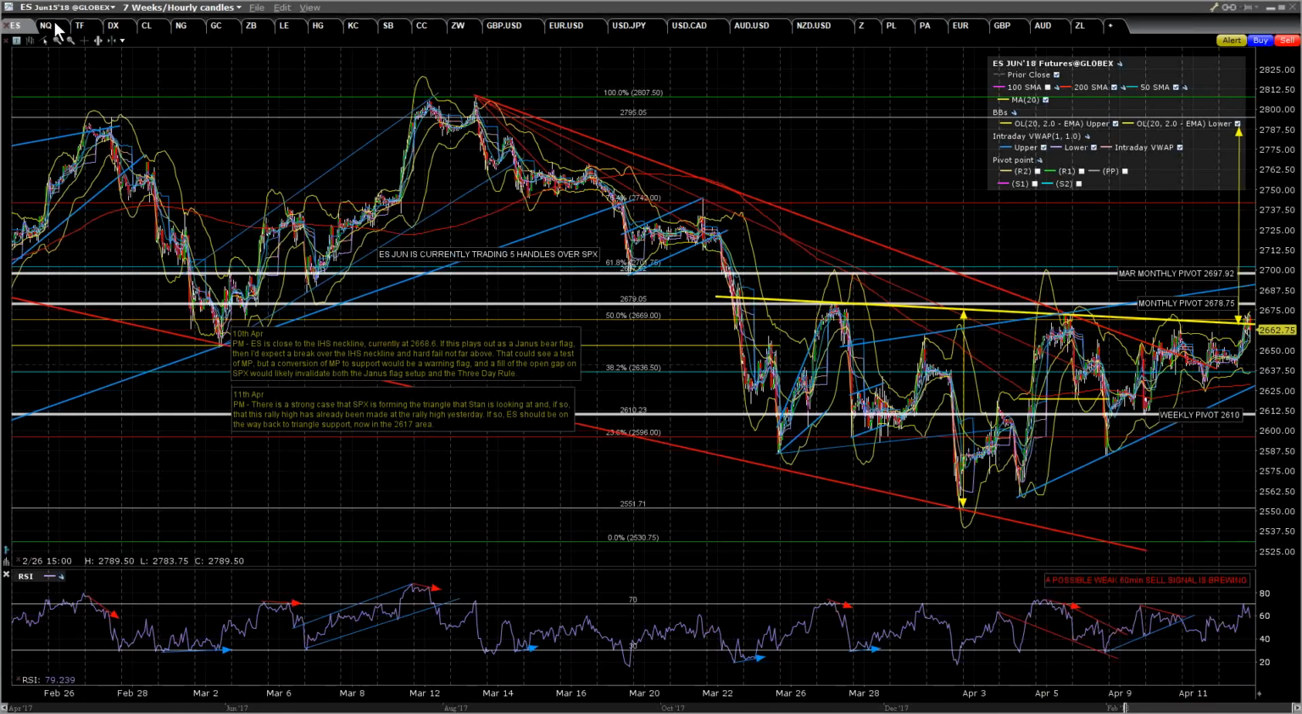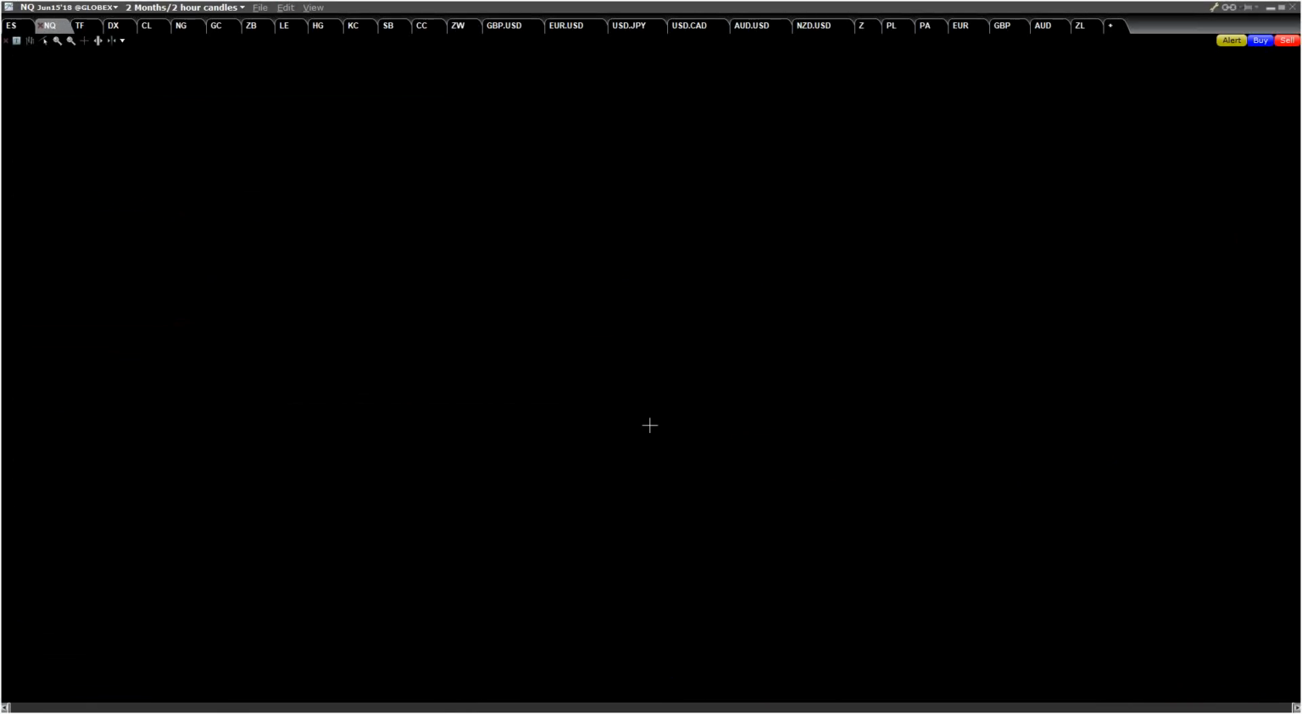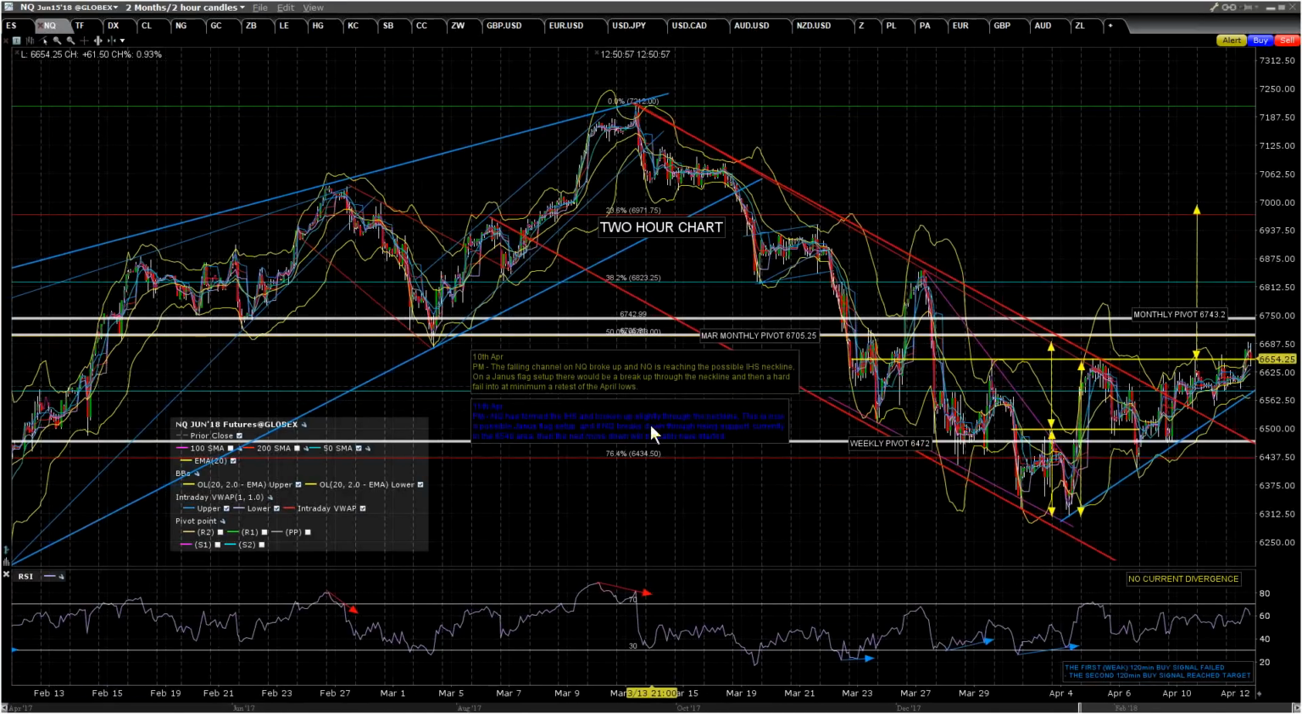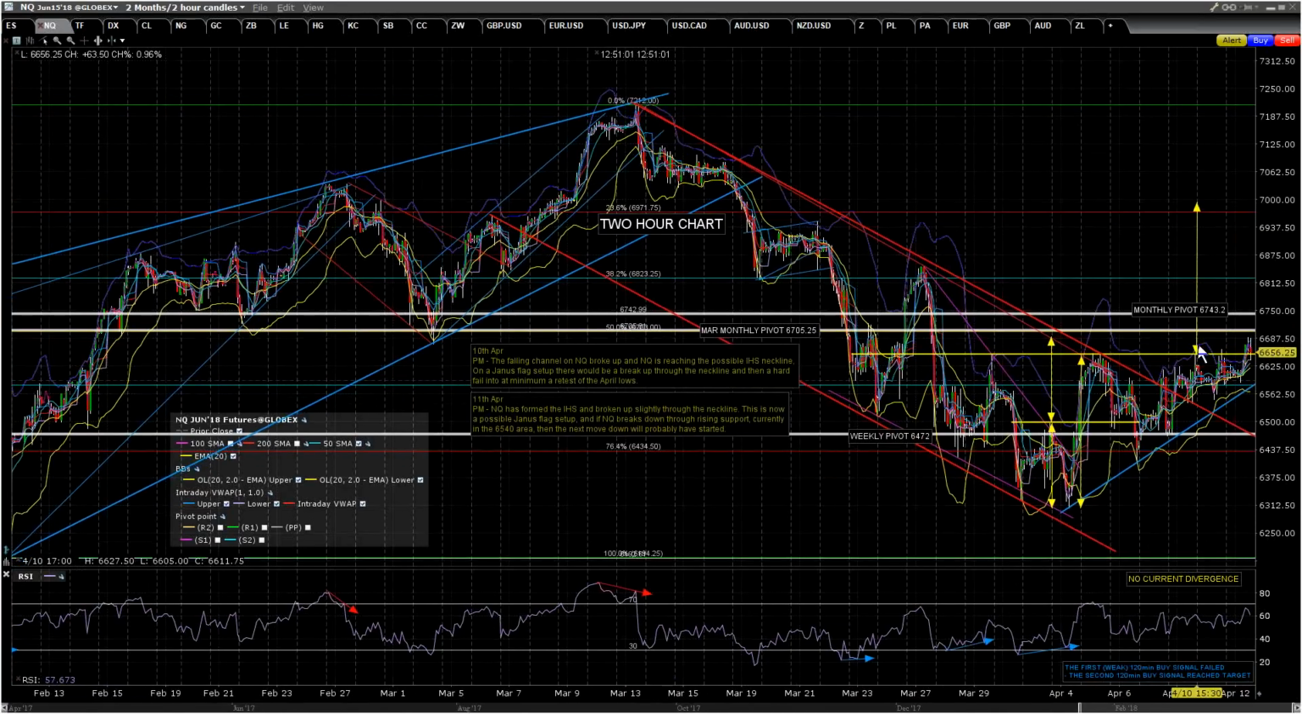Right, let's have a look at NQ. Essentially an identical setup. Here's the IHS, it's broken up, target would be in the 7,000 area, and this would be a good place to fail. I've got the main rising support here in the 65, 75 area, and that needs to break. We've got no negative divergence that would deliver a 60-minute sell signal.